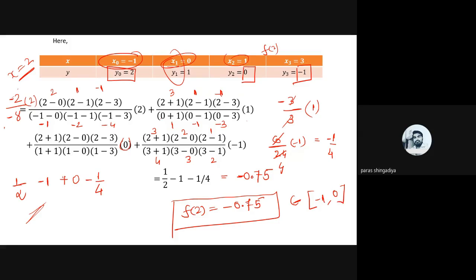So the answer of f of 2 should be in between minus 1 and 0, and here minus 0.75 is in between minus 1 and 0. Okay, so it is a correct form of the answer, and that is the solution of f of 2 by using the Lagrange interpolation method.